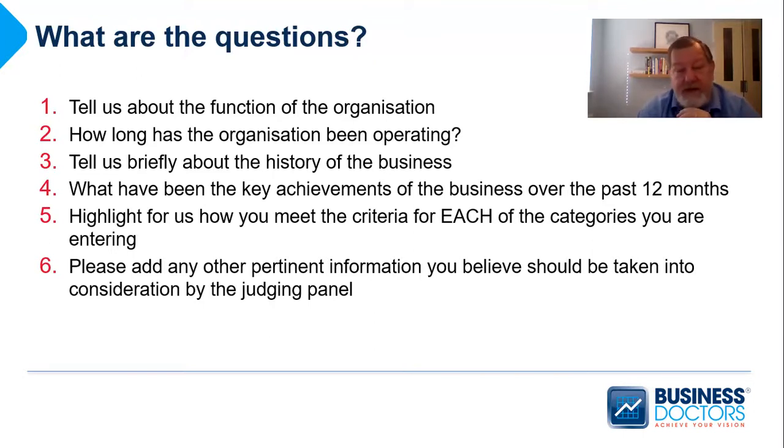So the questions that you'll be asked are, what's the function of the organisation? How long have you been going? Tell us the history. What are your key achievements in the last 12 months? Remembering this is the 2022 Business Awards, looking at the last 12 months. So that's the period to focus on, although you'll be talking about the wider context and the history of the business. And then highlight how you meet each of the criteria, so the criteria for each of the categories you're entering. And that's where Sharon's saying, if you're entering more than one, do separate it out so it's easy for the judges to see the message you have specifically for them.